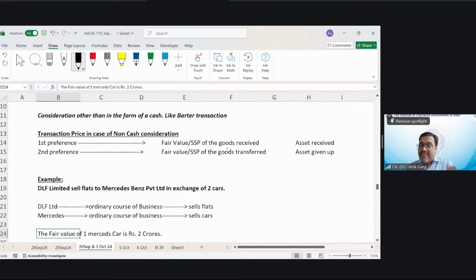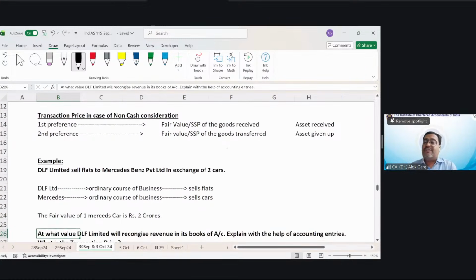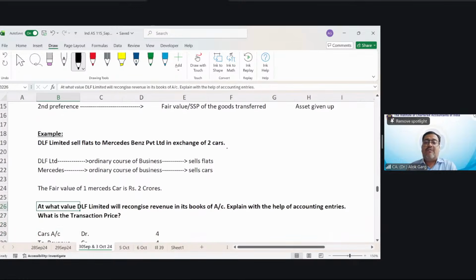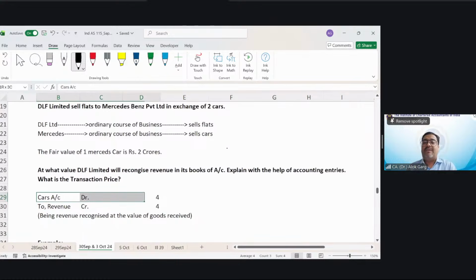So DLF is selling a flat and getting 2 cars, right? So what is the fair value of the Mercedes car? 2 crores. At what value will DLF recognize revenue in the books of accounts? Explain with the help of an accounting entry what the transaction price is. So in this case, not cash account debit, car account debit. At what value? Value of the flat or value of the car which is coming?